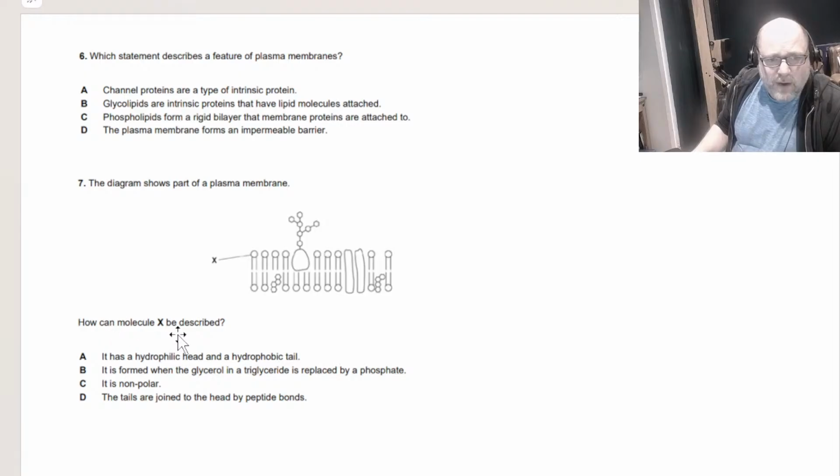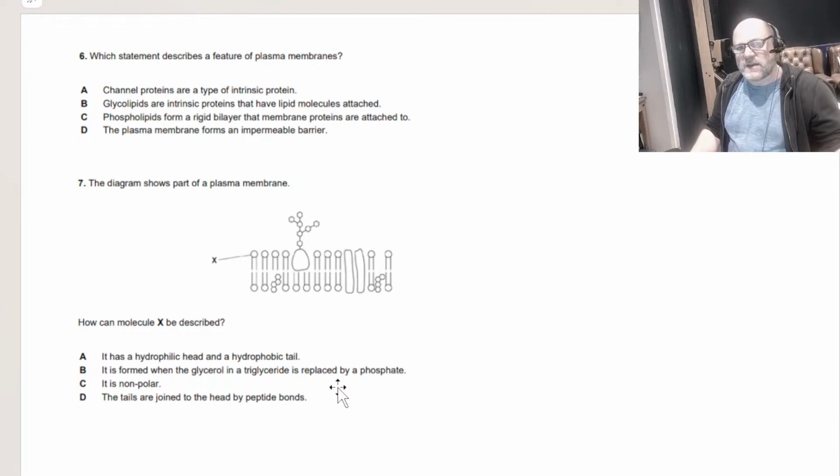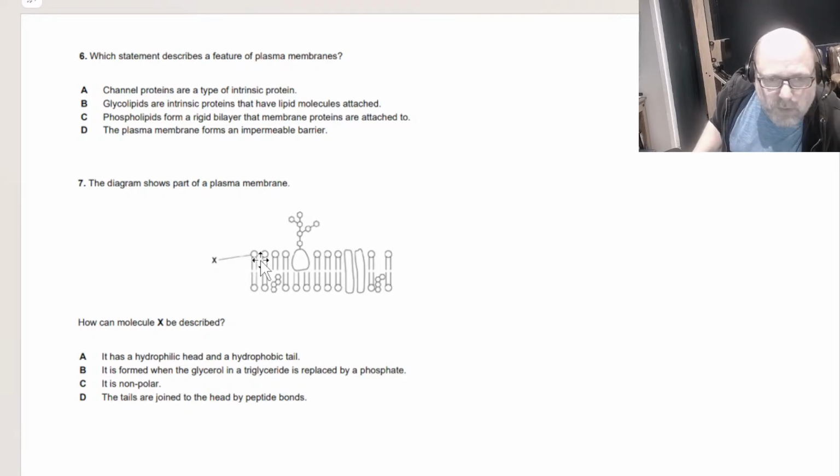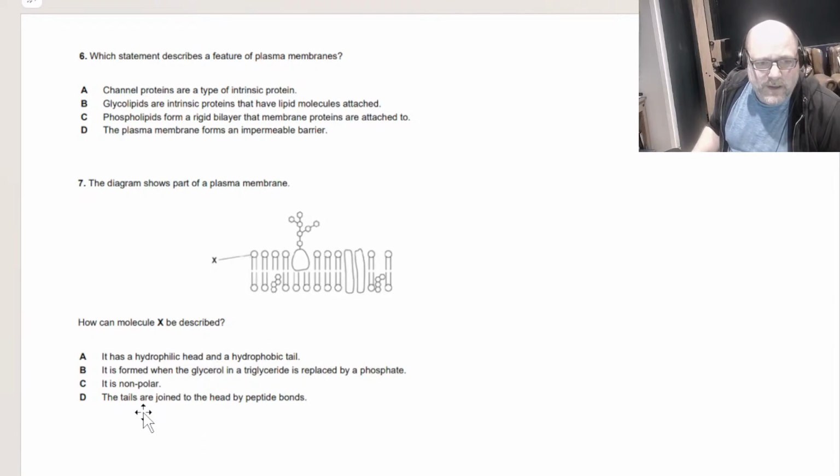The second one, how can molecule X be described? Hydrophilic head, hydrophobic tail. It is formed when the glycerol in a triglyceride is replaced by a phosphate. Is the glycerol replaced? It's not. Glycerol is still there, so B's wrong. You still have a glycerol, you just have a phosphate group added to it. It is non-polar. What is X pointing at? It's pointing at the head. So the head is not non-polar. The head is polar, is hydrophilic, which means polar.